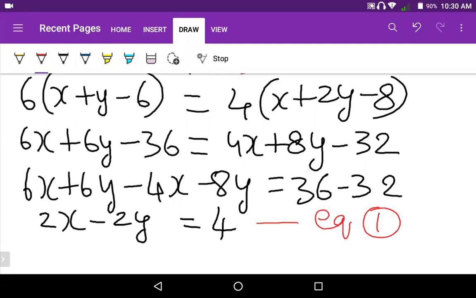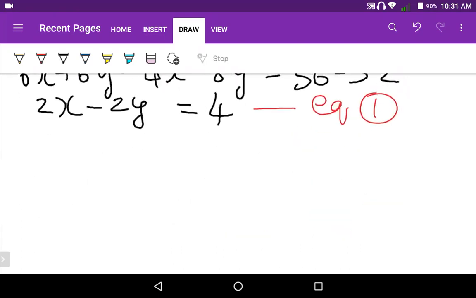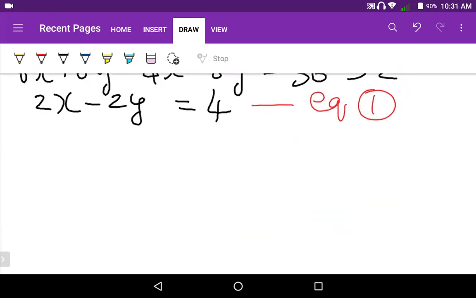Understood? Sindhu, recheck the values plus and minus. You might have got confused. Okay. So this is equation number 1. Any doubts until here? Did you all understand? Everybody is able to follow? Yes or no? I want everyone to answer quickly.